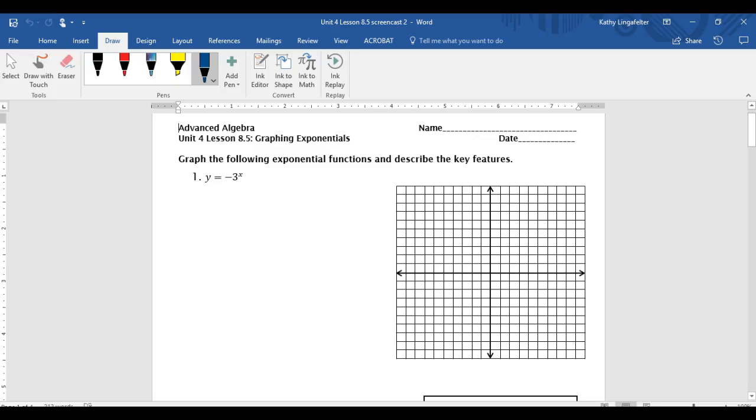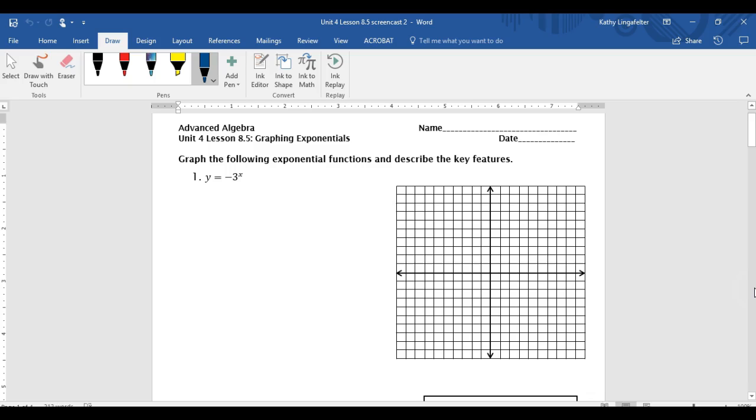This is a screencast of Unit 4, Lesson 8.5 for Advanced Algebra. I'm actually going to film all three examples separately because YouTube only allows me to save up to 20 minutes on their channel, and that's the way I get screencasts to you through YouTube. So I'm going to be doing 1, 2, and 3 in separate screencasts.